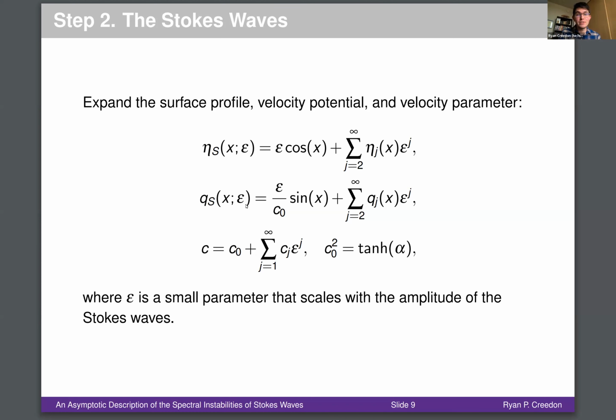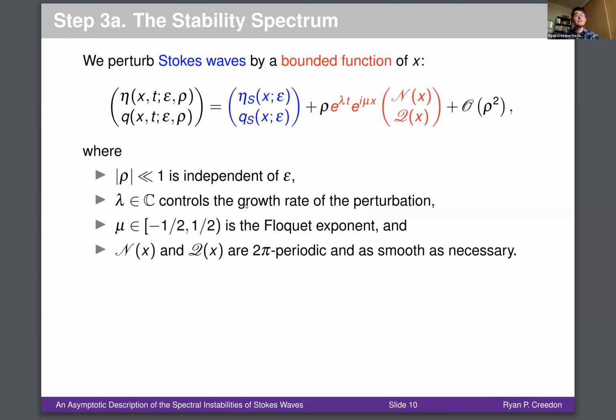You're going to want to stick with something like Mathematica or Maple to help you out. Once you have these Stokes waves, or at least an asymptotic expansion for these Stokes waves, now you're ready to talk about the stability spectrum. So what we're going to do is take a Stokes wave and perturb it by a function that's a bounded function on the whole real line.